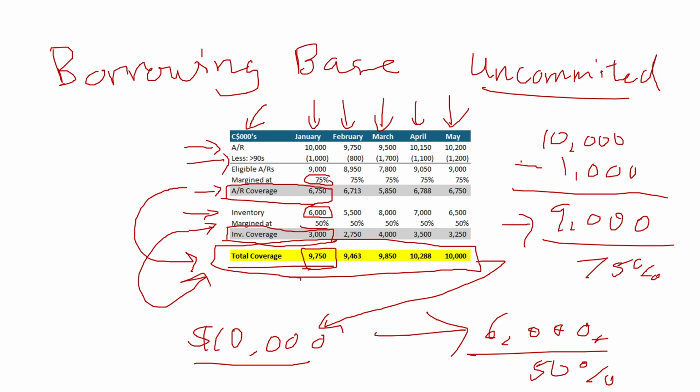Now, do they qualify for 20 million? Well, no, because based on our borrowing base coverage assessment, all of their accounts receivable and inventory only give a total coverage of about 10 million. So we can't give them a $20 million line of credit. Okay. So this is how a bank assesses how big of an operating line to offer.